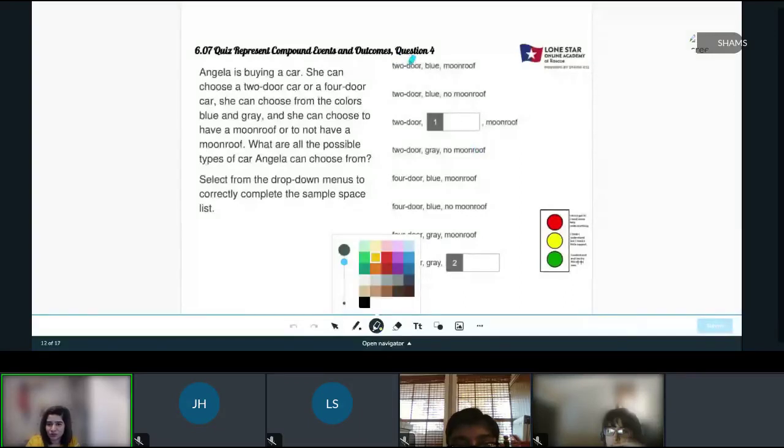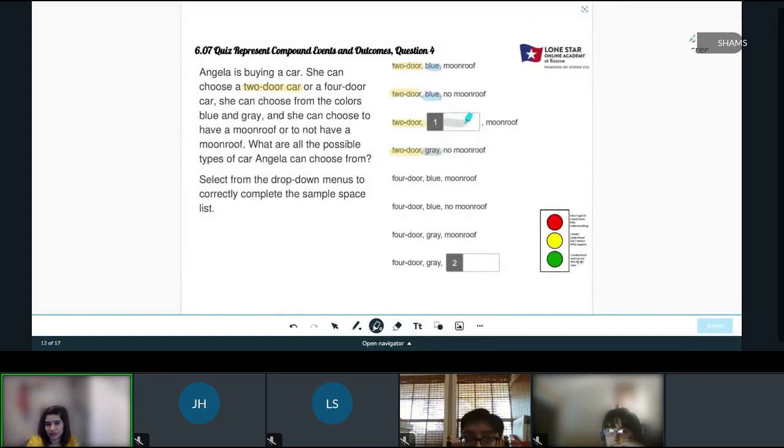So read, two-door blue moonroof, right? They are talking about two kinds of cars. There's a two-door blue moonroof and there's a two-door blue non-moonroof, right? Now they're again talking about two doors. These are all about two doors. They talked about blue moonroof and blue non-moonroof. Then they talk about, right, moonroof and non-moonroof for gray, right?